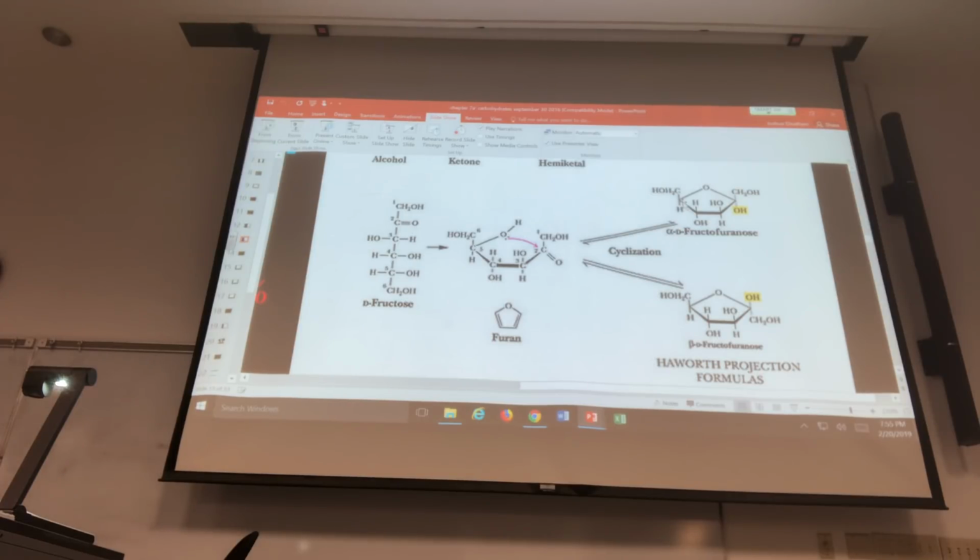Yes, question? For fructose it would be carbon 5. For galactose it was carbon 5. For ribose I think it's carbon 4, I believe. But if you draw it out and break it down like that, you can figure it out very easily.